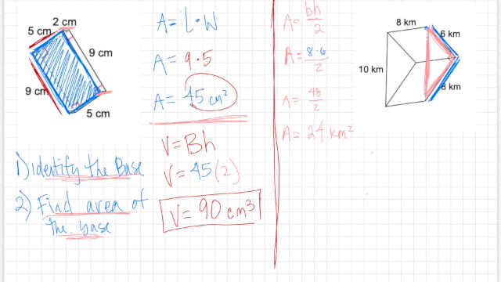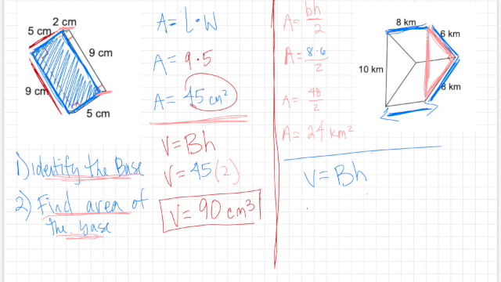So now we just need to multiply it by this last dimension here, this one that runs this way. It's like we've stacked the triangle 8 kilometers deep. So we're just going to multiply it by that depth, or height, we're going to call it. The volume of this is going to be the base, which we just figured out, times that third dimension, the height there.